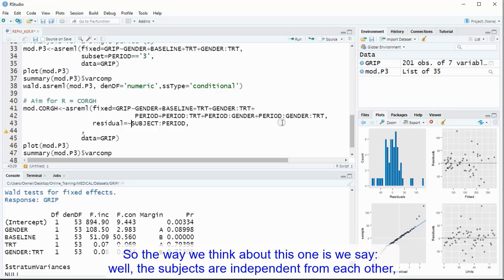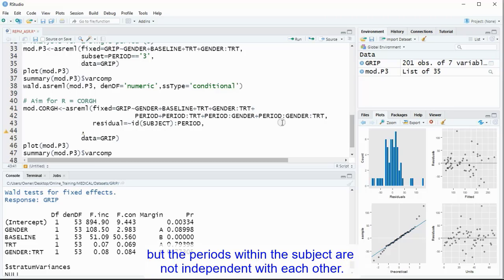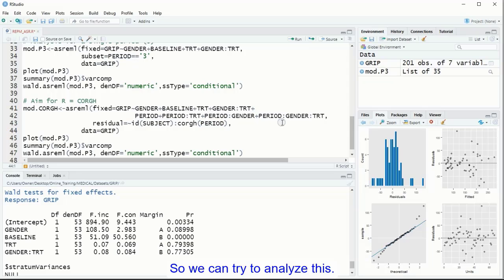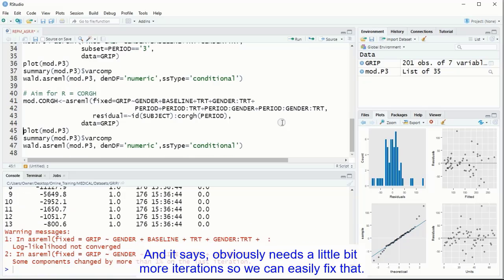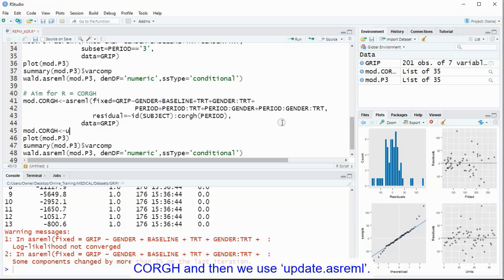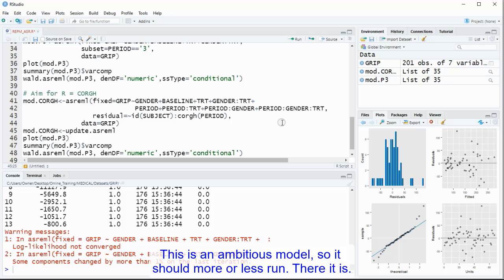So the way we think about this one is we say, well, the subjects are independent from each other, but the periods within the subject are not independent with each other. That is where I say I want a core GH for those 4 periods, or in this case 3, that I have within this data. So we can try to analyze this, and it says obviously it needs a little bit more iterations, so we can easily fix that. Core GH, and then we use update ASReml. This is an ambitious model, so it should more or less run.